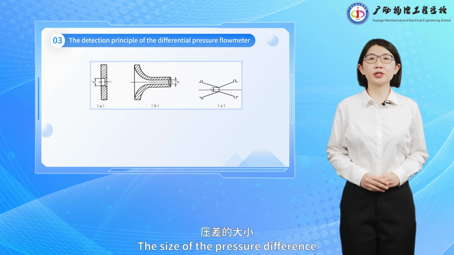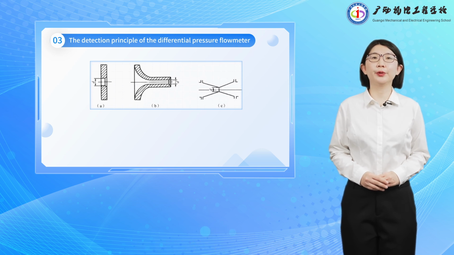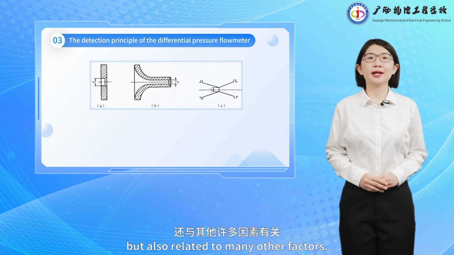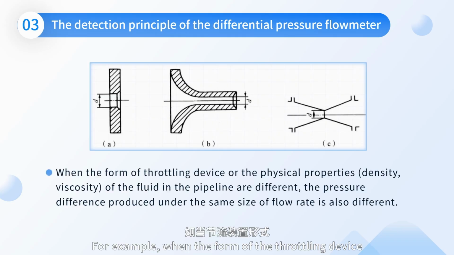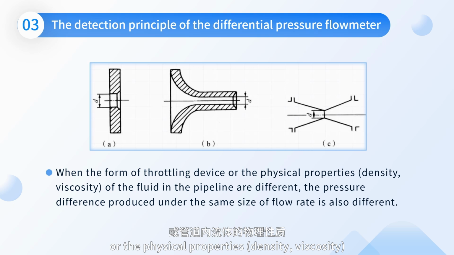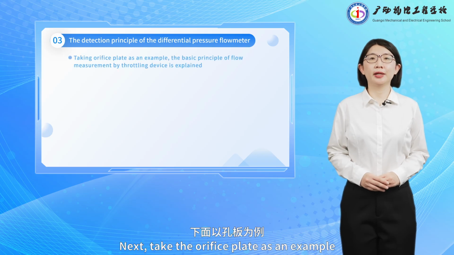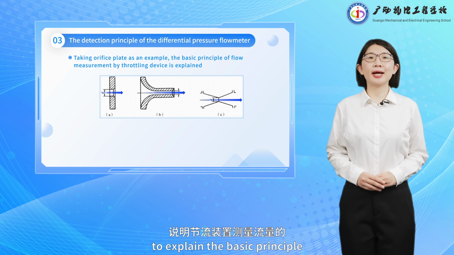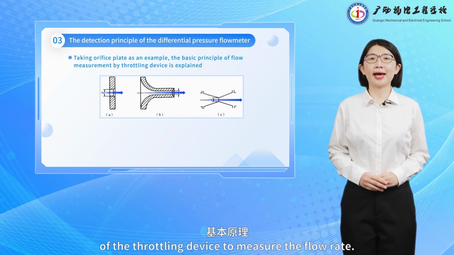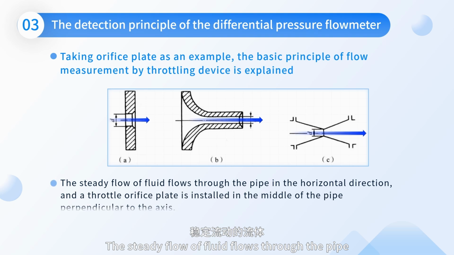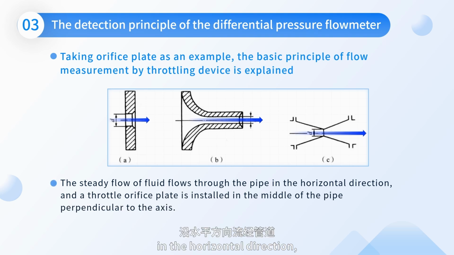The size of the pressure difference is not only related to the flow rate, but also related to many other factors. For example, when the form of the throttling device or the physical properties, density, viscosity, of the fluid in the pipeline are different, the pressure difference produced under the same size of flow rate is also different. Next, take the orifice plate as an example to explain the basic principle of the throttling device to measure the flow rate. The steady flow of fluid flows through the pipe in the horizontal direction, and a throttle orifice plate is installed in the middle of the pipe perpendicular to the axis.